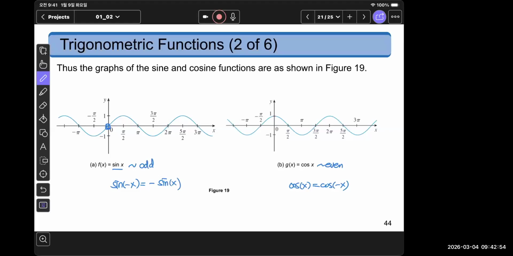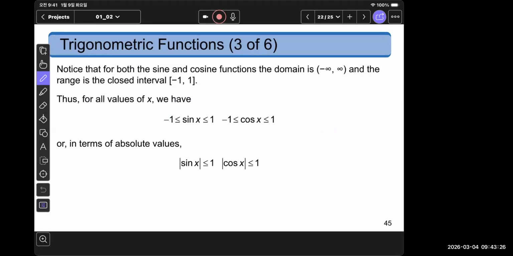So those are some properties of sine and cosine. And they are periodic, meaning sine of x plus 2 pi will be the same as sine x. And cosine is also a periodic function. And there are many other properties for sine and cosine. But anyway, as I said, their domains are the whole real line, and the range is the closed interval between -1 and 1.